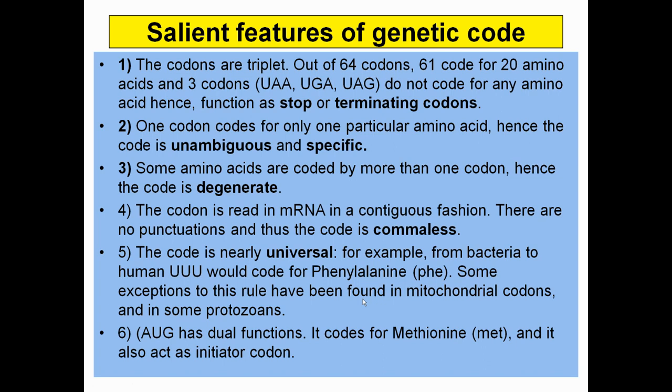Mitochondrial codons are quite different. As you know, mitochondria is that organelle which has its own DNA content, but the codon sequence does not follow the table which we have discussed. The codons are different, and they are going to produce different amino acids, especially in the case of protozoans as well. AUG has a dual function. It codes for methionine as well as acts as an initiator codon.